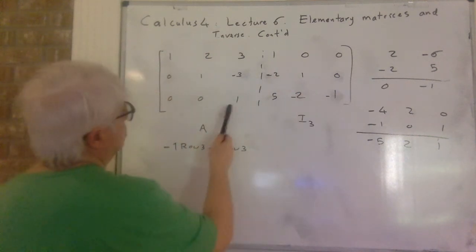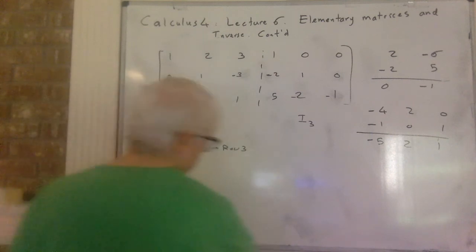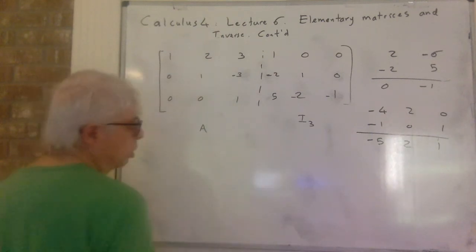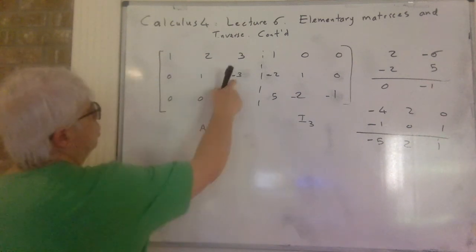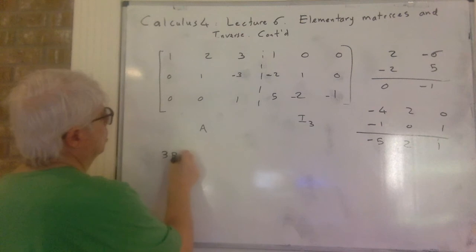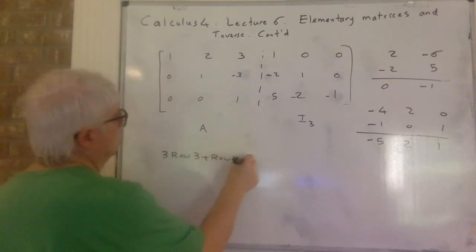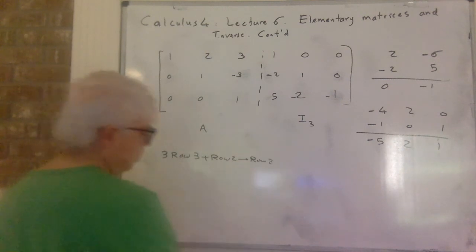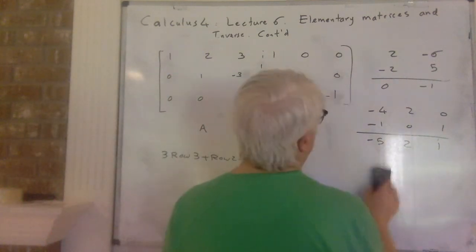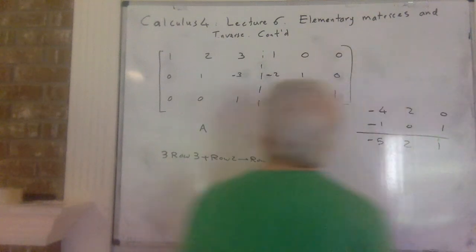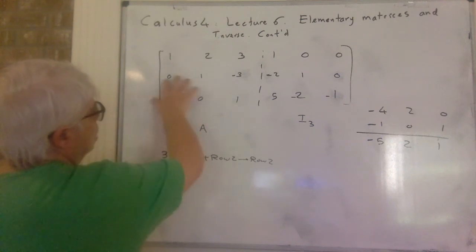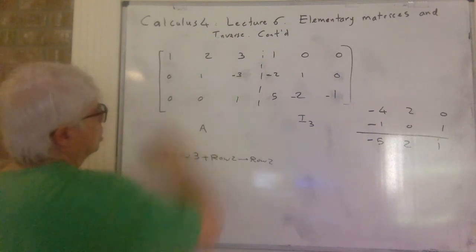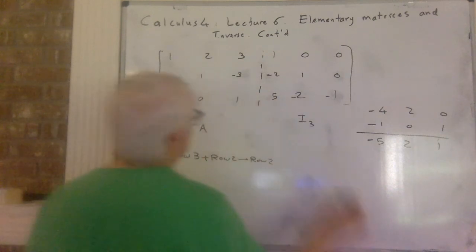Okay, now I should use this to get rid of this and this. You see, I need RREF. So I have to continue. So to get rid of this, I have 3 row 3 plus row 2 goes to row 2. Okay? Let's see what happens here. But this one is easy because these are zeros. 3 times 0, 0, nothing happens here. So the only thing that happens is this thing. So that becomes 0.